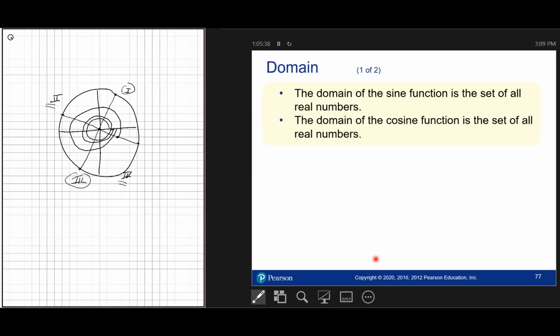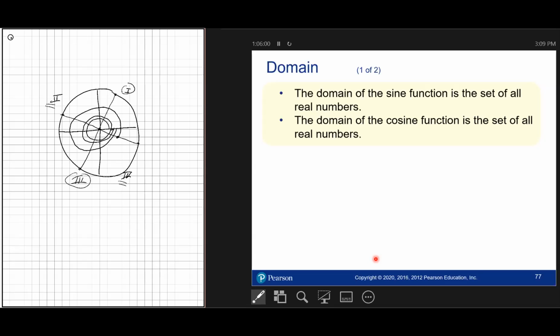So I can go in the negative direction. I can go to negative infinity. So that's all real numbers. So the domain is all real numbers. Same is true with cosine. With sine and cosine, you get all real numbers for the domain.